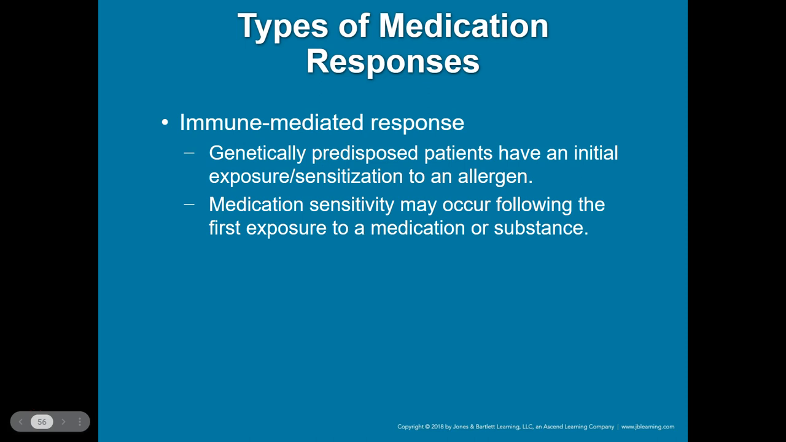Another type of medication response that we get is the immune-mediated response, allergic reaction pretty much. Genetically predisposed patients have an initial exposure, a sensitization, to an allergen or that medication that you give, and then they will be extra sensitive. You'll get into allergic reactions more in a different chapter, but this is just a brief overview. The second time you give that medication is when they really have the problem with it, or you get that allergic reaction, maybe anaphylaxis if it's really bad. So just know that that is another type of medication response that we need to be aware of.